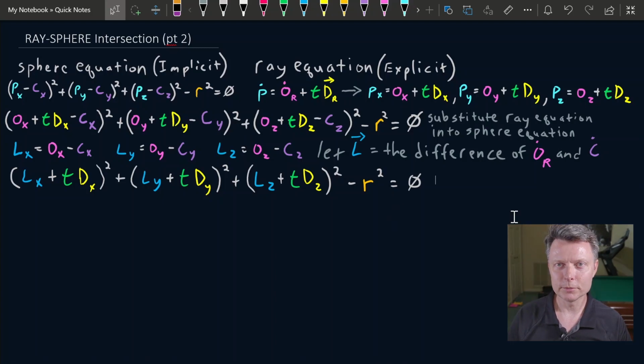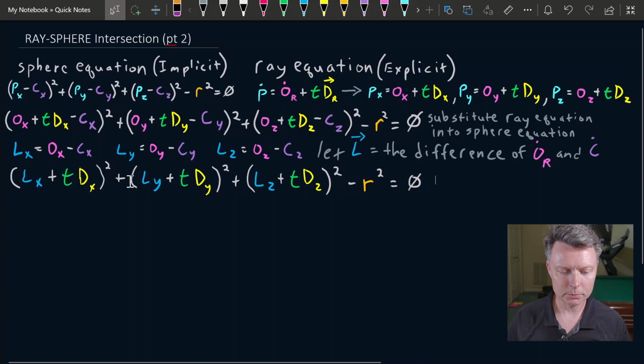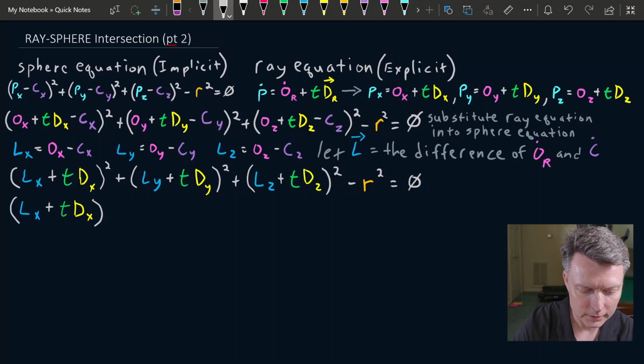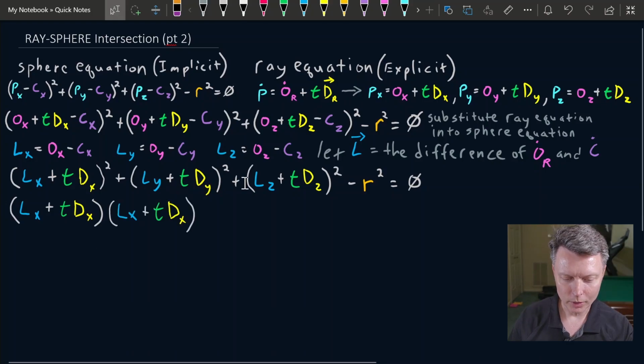So now that we've simplified this equation a little, it's time to expand those brackets. So all these squared exponents here need to be expanded. And so let's go ahead and write that out. So when you say Lx plus T dx squared, that's just saying Lx plus T dx times Lx plus T dx. So we're going to write it out in expanded form. Lx plus T dx times the same thing. And now we have to do that for the y and then the z. So this is going to get quite long here.